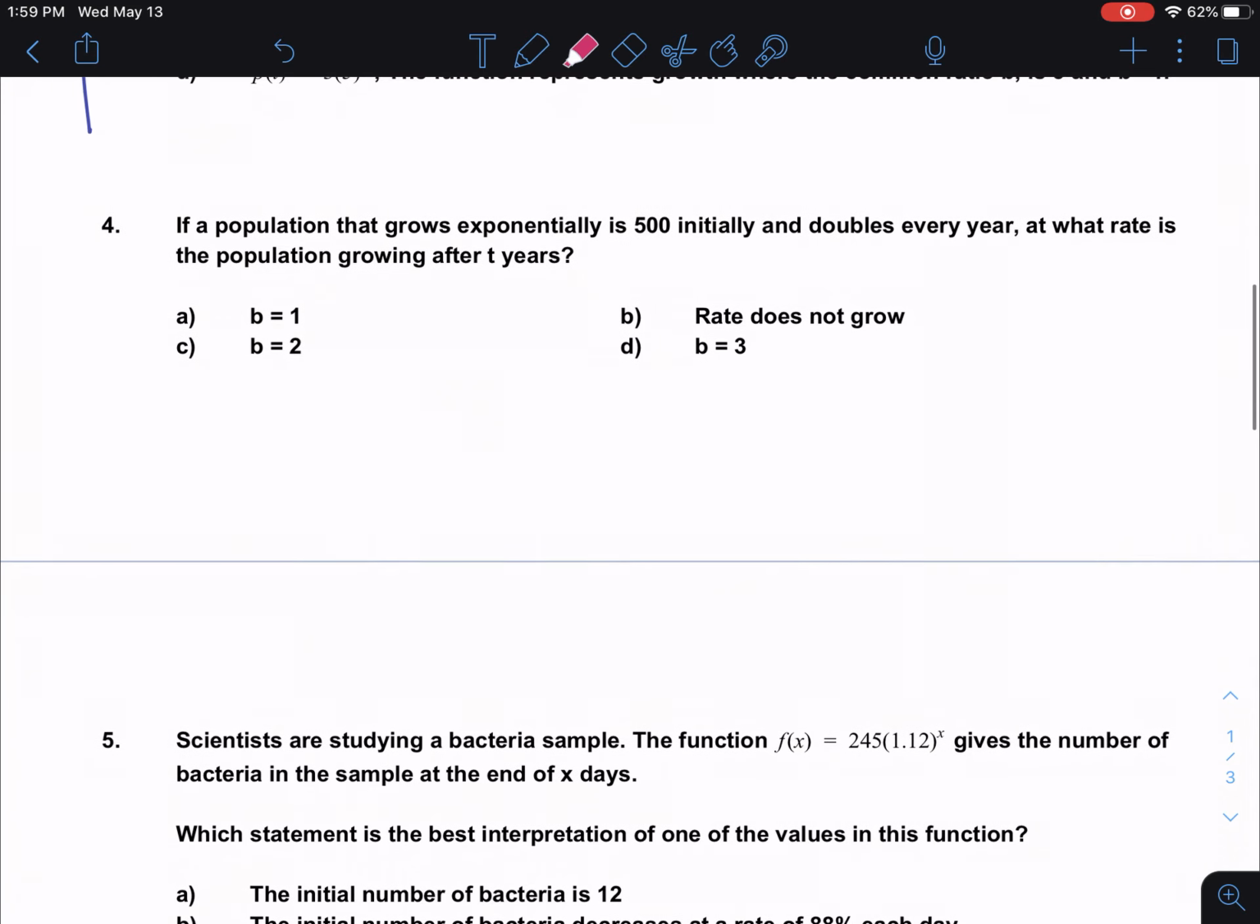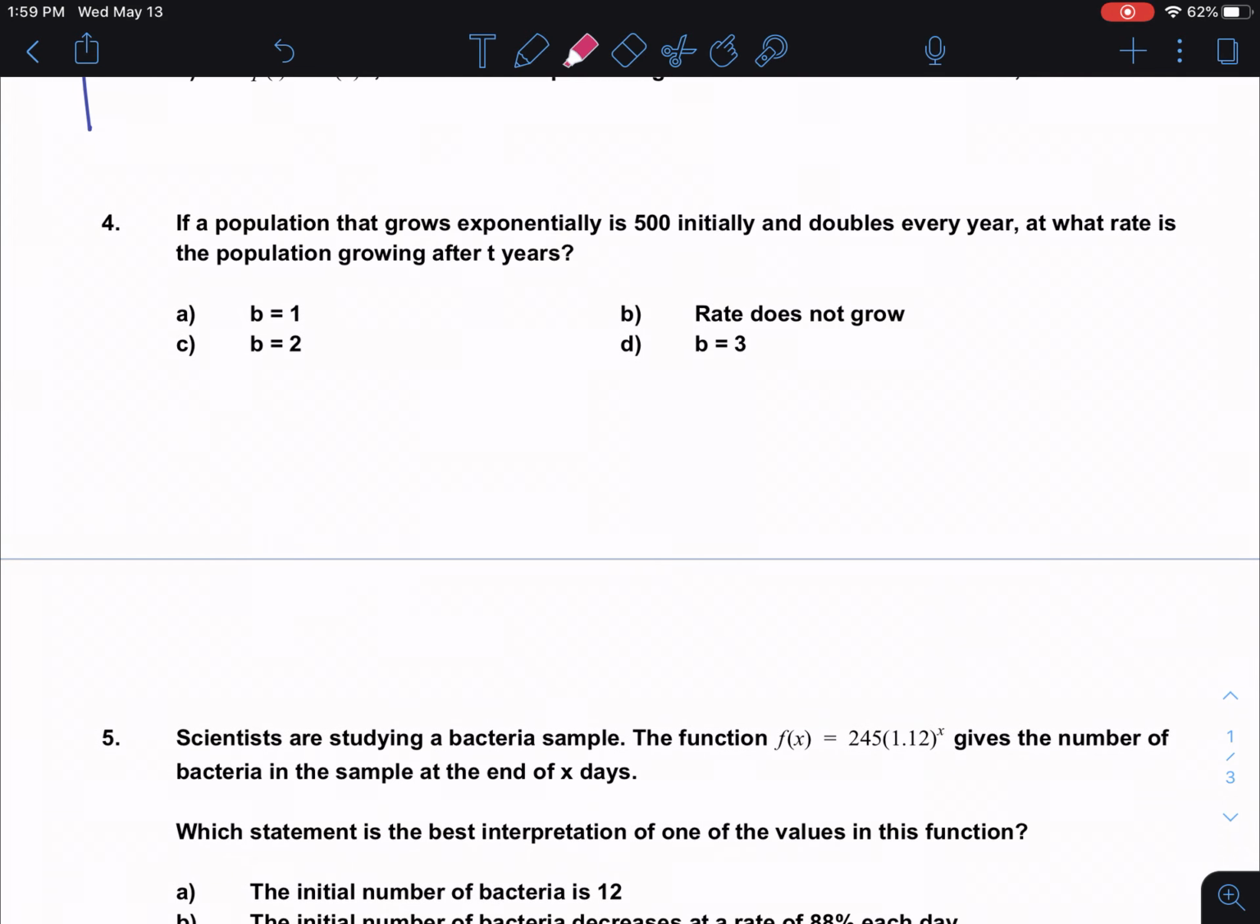So number 4, if a population that grows exponentially is 500 initially and doubles every year, what is the rate of population growing after 2 years? So it's this: doubles. How is it growing? Doubles means times 2. So that's your C.